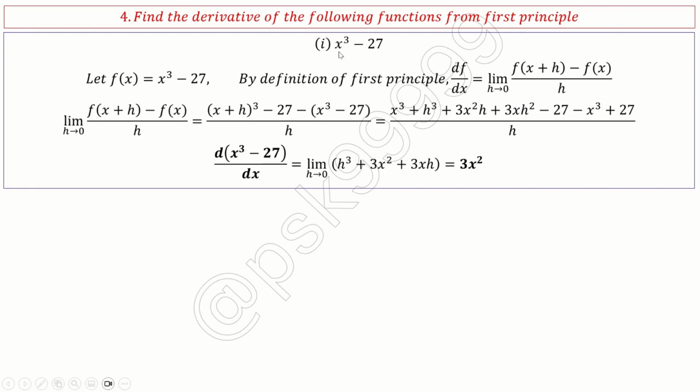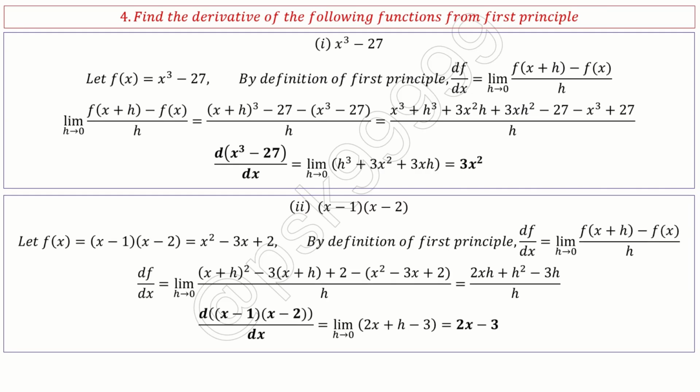Now we know from the x to the power of n rule also that it is the same. If you substitute, n into x to the power of n minus 1, which is 3 into x to the power of 2, and the constant will be 0. So you cross-check your derivation directly also. This is the way to solve using the first principle. You can solve other problems also.